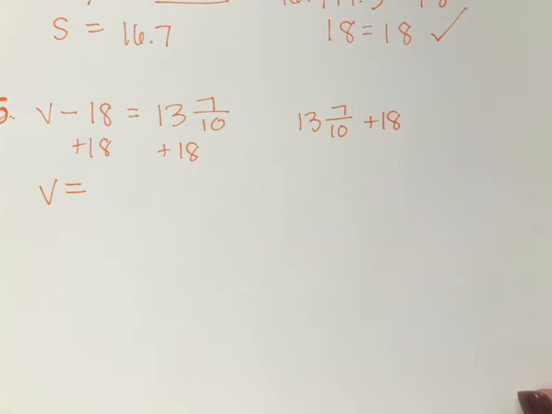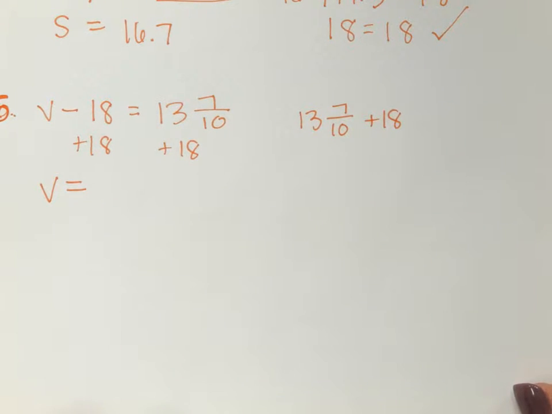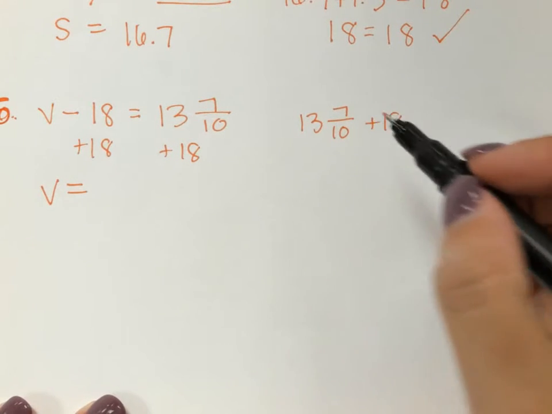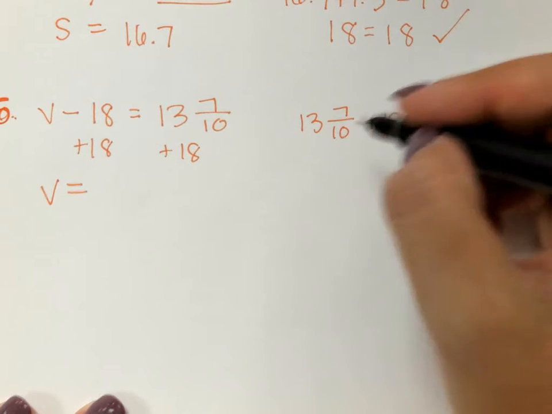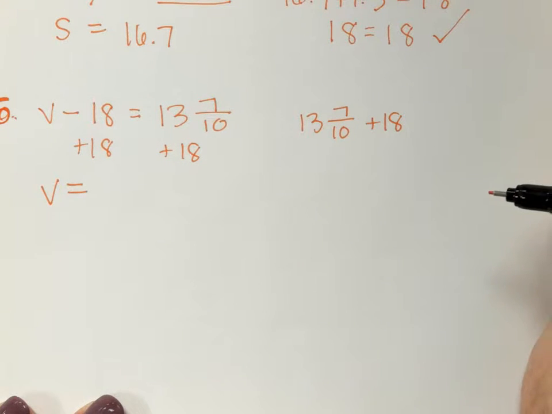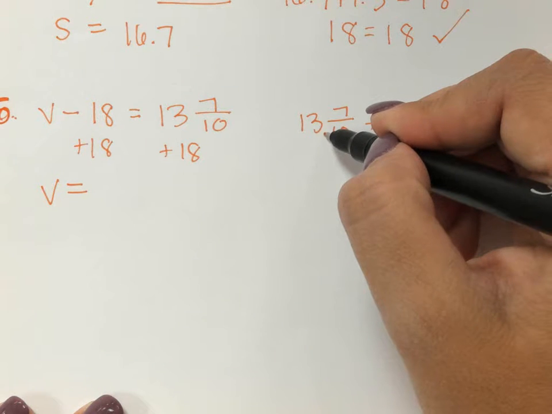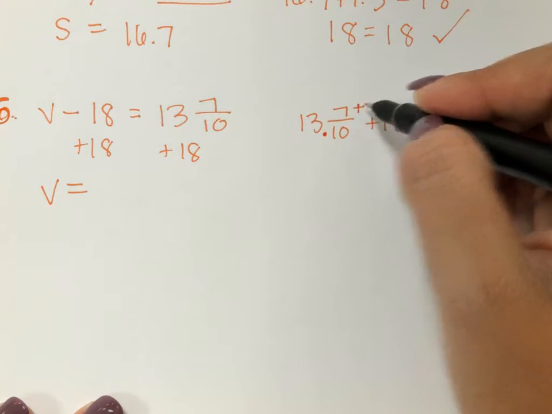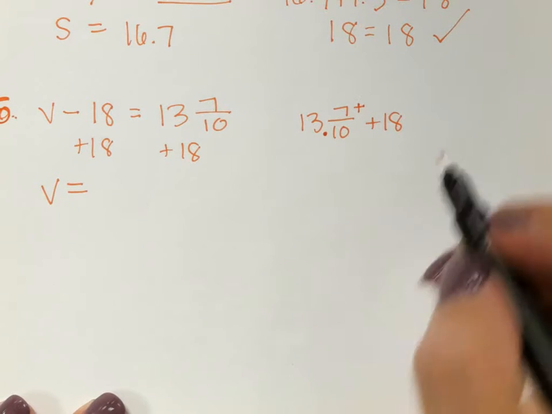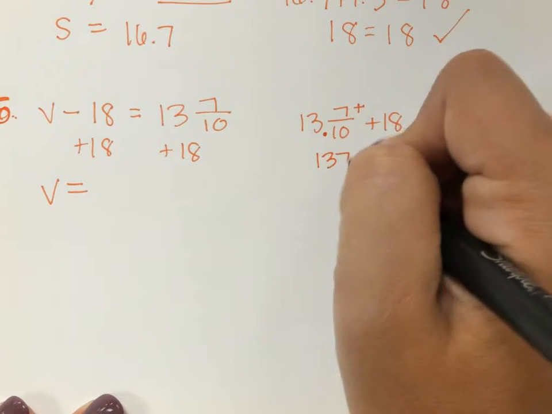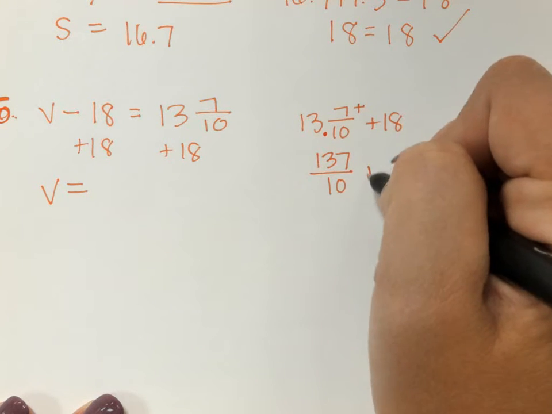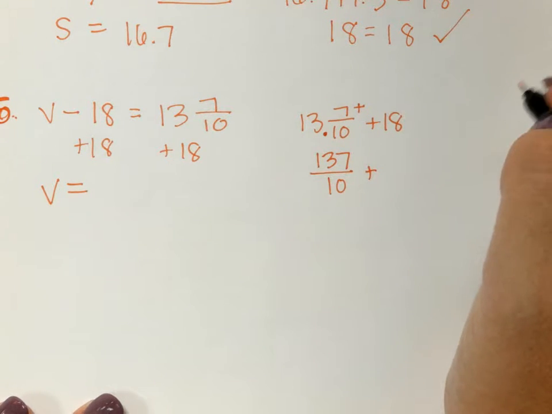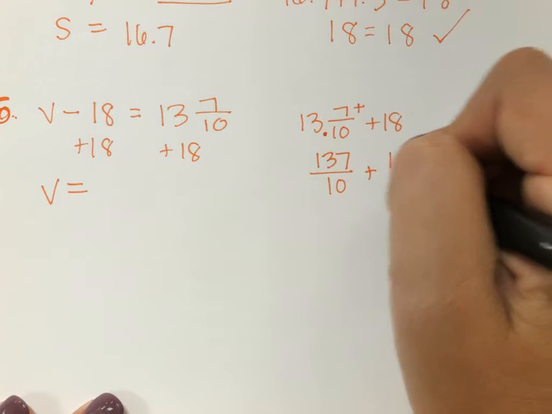Do I want to add these fractions by keeping them mixed numbers, or do I want to change them to improper fractions? Improper. Okay. So if I change it to an improper fraction, how do I do that? 13 times 10 plus 7 over 10. And then how do I change 18 to an improper fraction? 18 over 1.